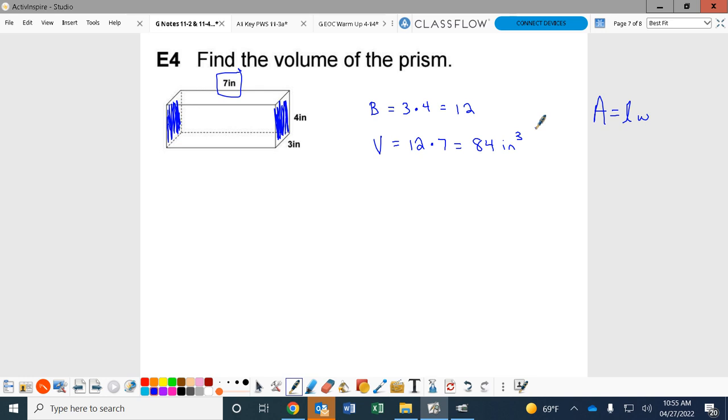Okay, questions, concerns, anything about it? Not the right marker, sorry. Okay, guys. Questions? Okay, let's get it done.